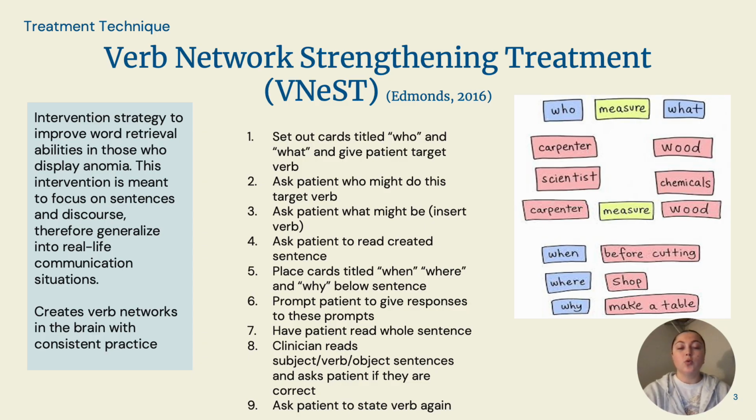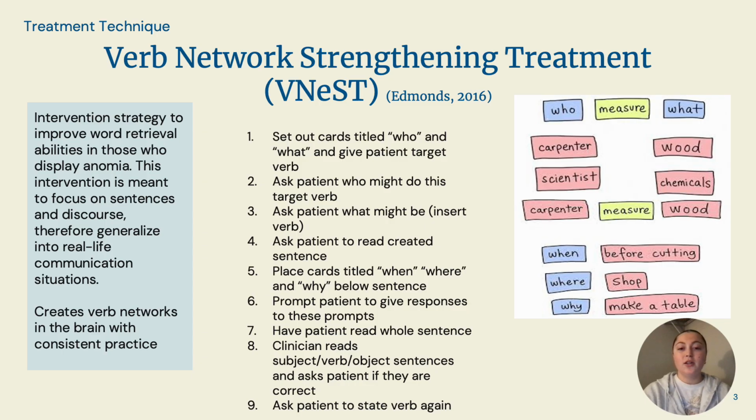According to Edmonds in 2016, verb network strengthening treatment, VNeST, is an intervention strategy that is used to improve word retrieval in those with aphasia, and specifically those who display anomia. This intervention is meant to focus on whole sentences and generalize into real-life communication situations. Consistent practice of this treatment intervention creates verb networks in the brain.